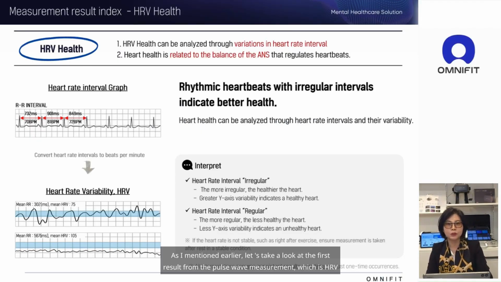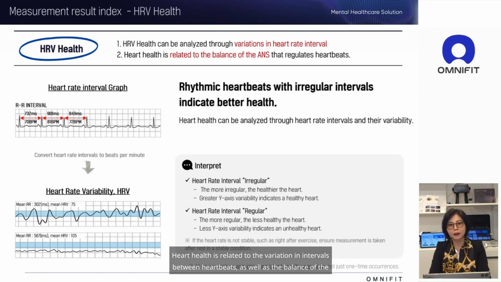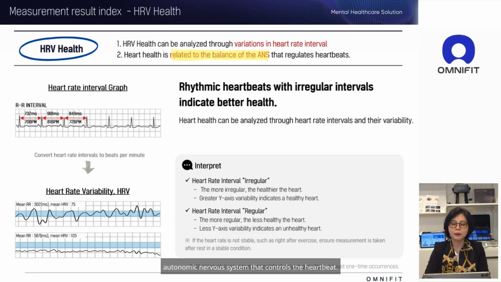As I mentioned earlier, let's take a look at the first result from the pulse wave measurement, which is HRV health, or heart health. Heart health is related to the variation in intervals between heartbeats, as well as the balance of the autonomic nervous system that controls the heartbeat.